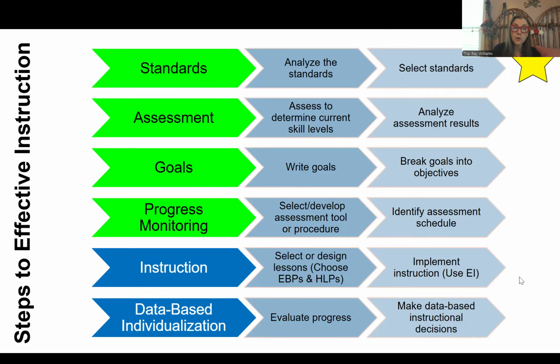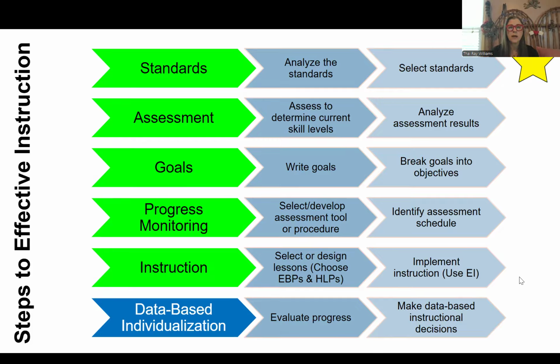All right, now that I know all of that, I've got my standard, I've assessed my students, and I know how I'm going to progress monitor what our goals are. Now I'm ready to start planning my instruction. Always we're going to be using evidence-based practices, high leverage practices.